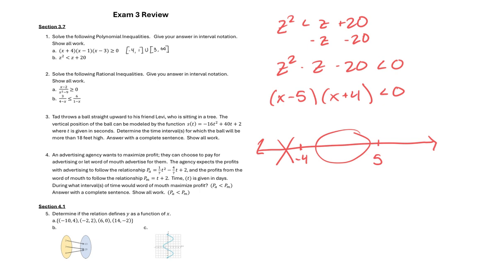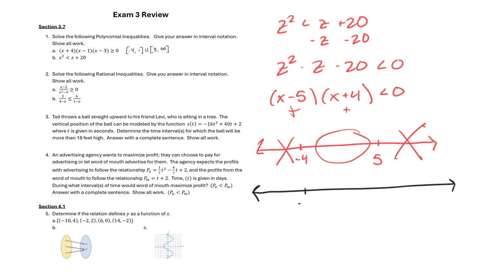So let's do like 6. If we have 6 minus 5, that's going to be a positive number. If we have 6 plus 4, that's going to be a positive number. Positive times a positive gives us a positive, and we are looking for a negative number, so that section doesn't work. So now we can redraw this number line a little bit better, so we can draw our points.